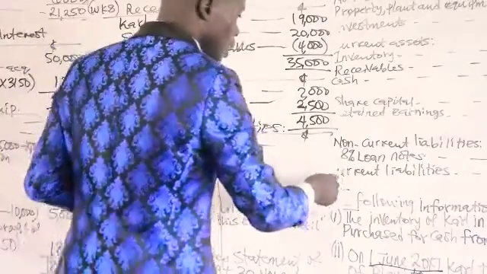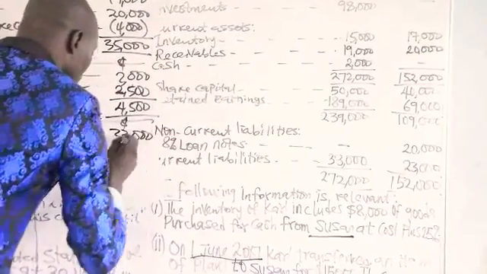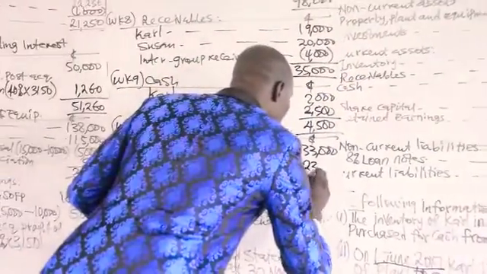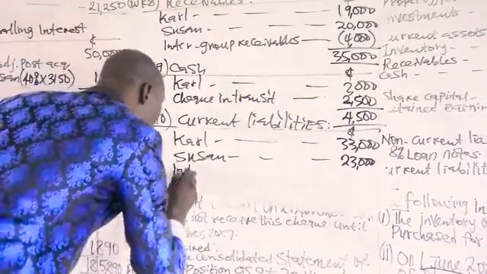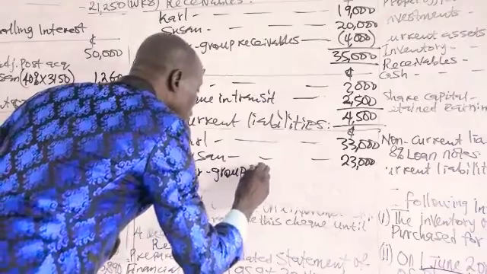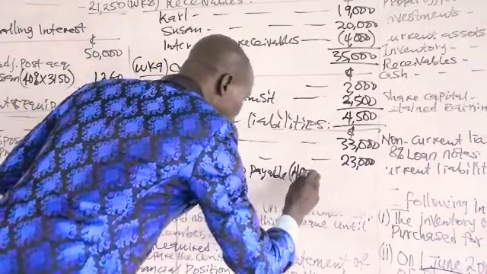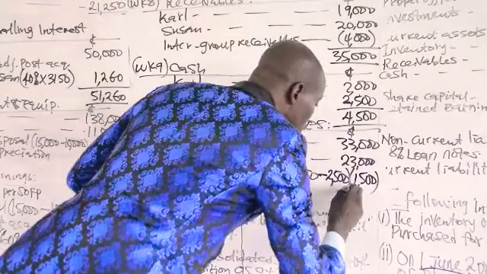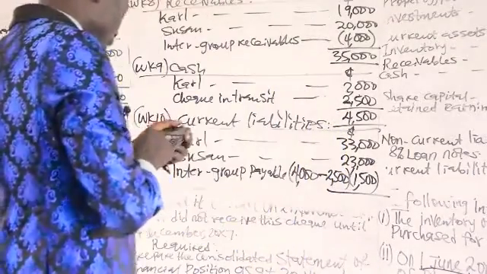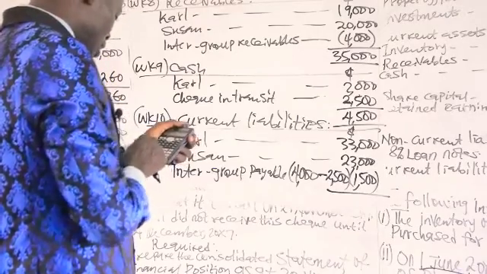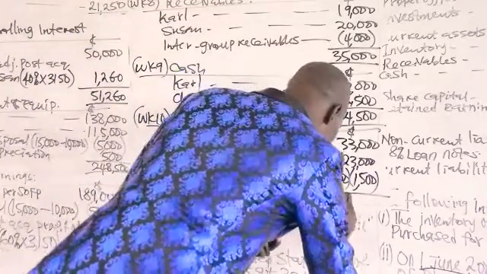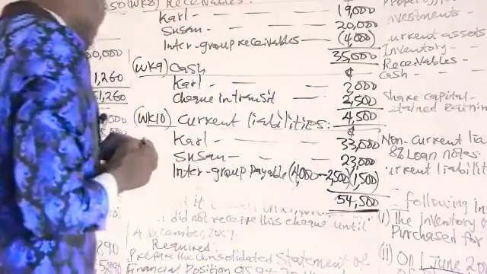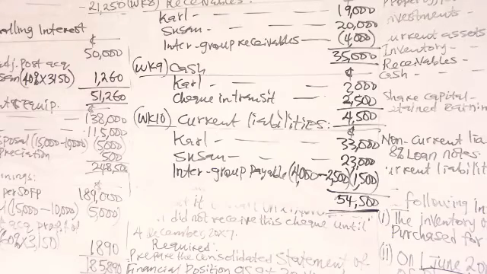So the current liability of Carl is 33,000, and that of Suzanne is 23,000. Then you have intergroup payables. The receivable was 4,000, and a check in transit of 25 has been sent. Then you'll be left with a balance of 15 as payable. So you eliminate the intergroup payables: 33,000 plus 23,000 minus 15, and that will give us 54,500. That is the amount that will appear as current liability in the statement of financial position.